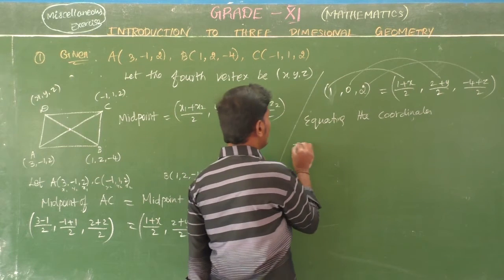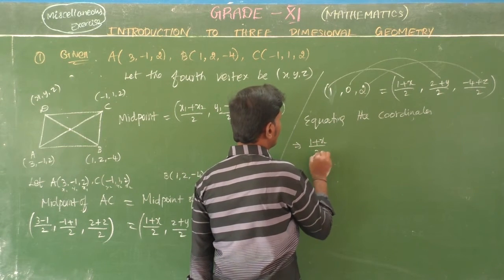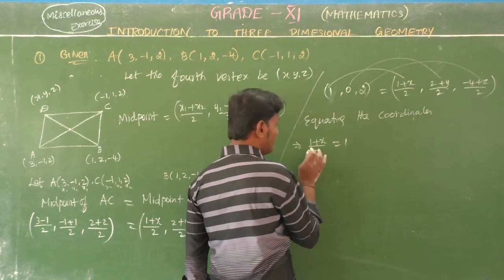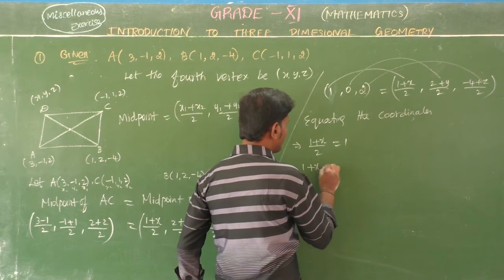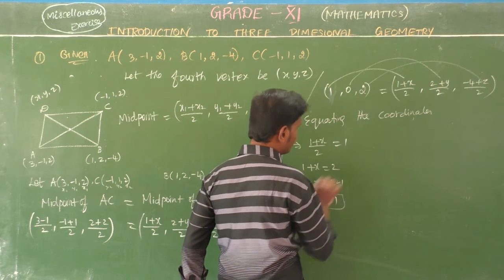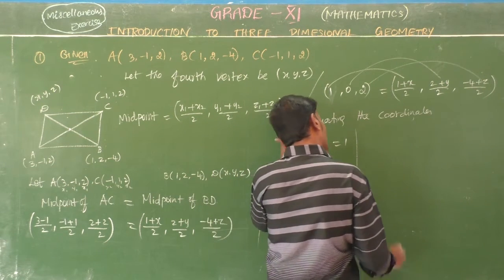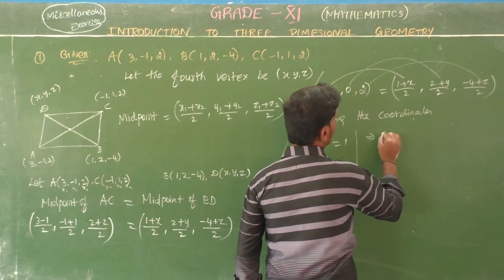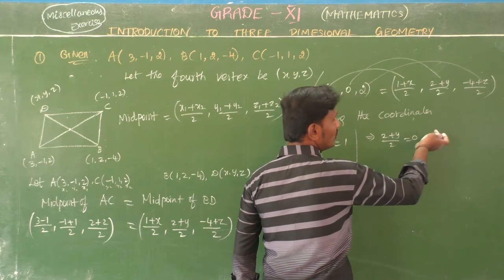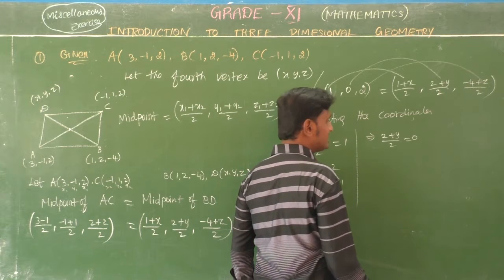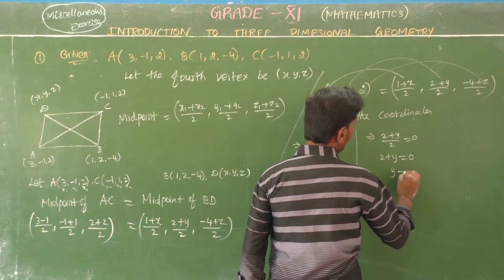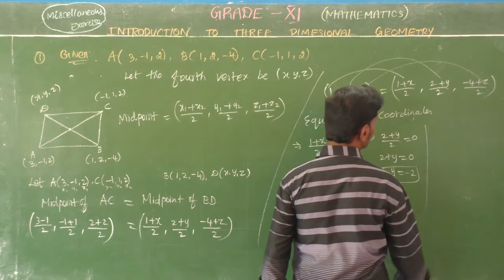Now (1 + x)/2 is equal to 1. So multiply by 2, I mean move the 2 to that side, multiply. So 1 + x = 2, x = 2 - 1 = 1. Then comparing the y coordinates, what will come? (2 + y)/2 = 0. Move the 2 to the right side, it will multiply, so 0 times 2 is 0. Then y = -2, moving the 2 to that side.